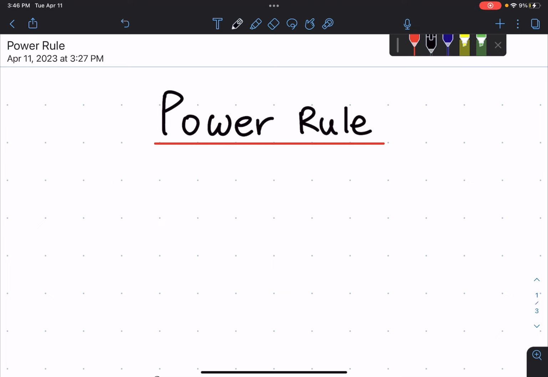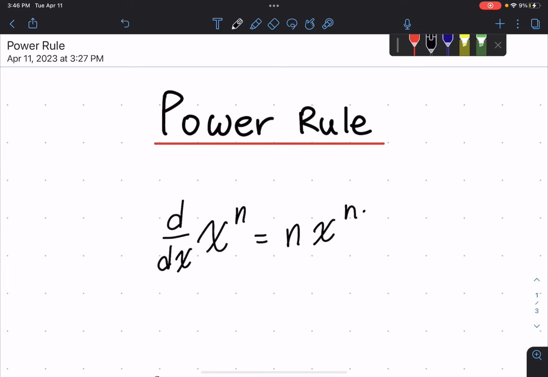Now, the power rule is a basic rule of differentiation. It's used to differentiate functions of the form x to the power of n. And it states that the derivative of x to the power of n is equal to n times x to the power of n minus 1.